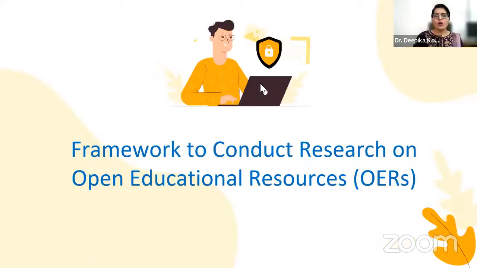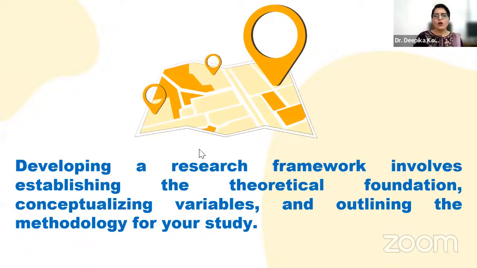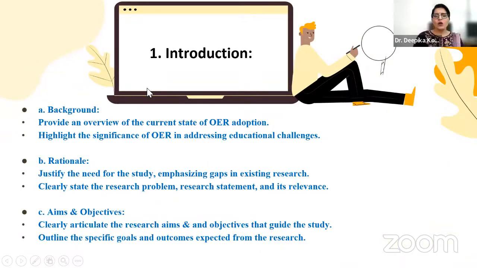Because you all are well equipped and know about the research process, this framework I have tried to fit into those research process steps: a framework to conduct research on OERs. First of all, developing a framework involves establishing the theoretical foundation, conceptualizing your variables, and outlining the methodology. For this, first of all, you need to set up your introduction and background. You need to provide the current state of OER adoption, highlight the significance of OER, then mention the rationale of your study, emphasizing the gap in your research, and clearly state the research problem statement and relevance.